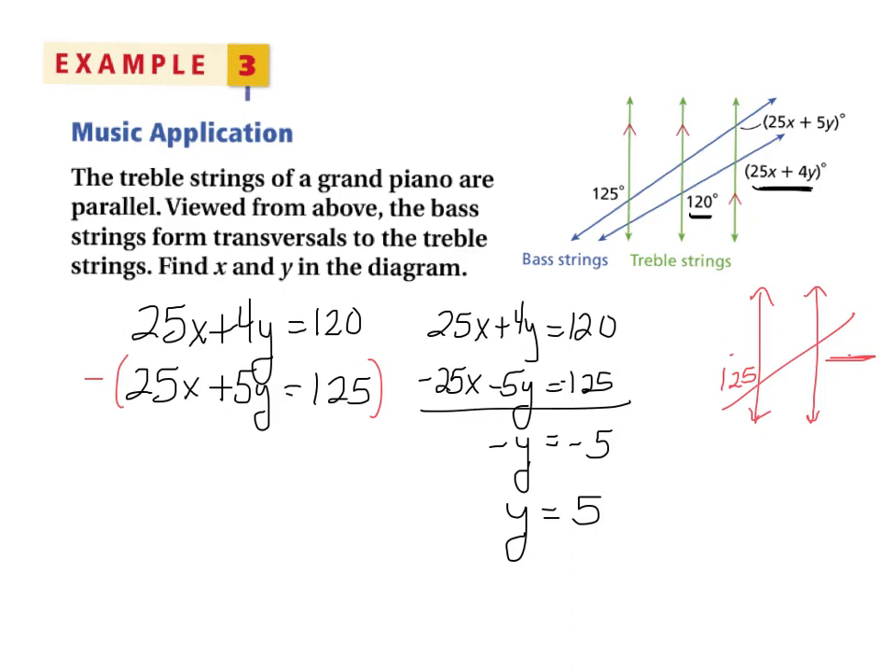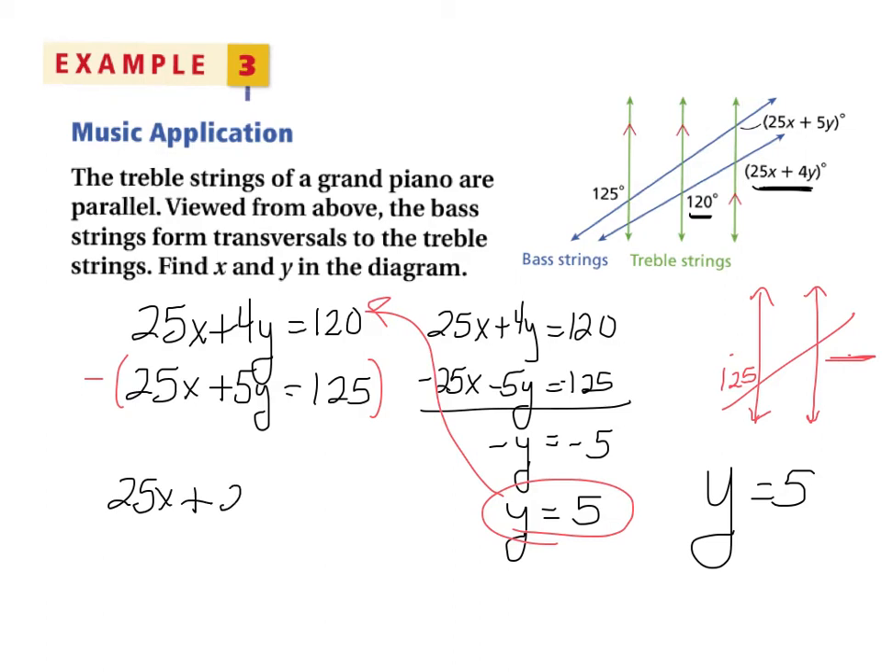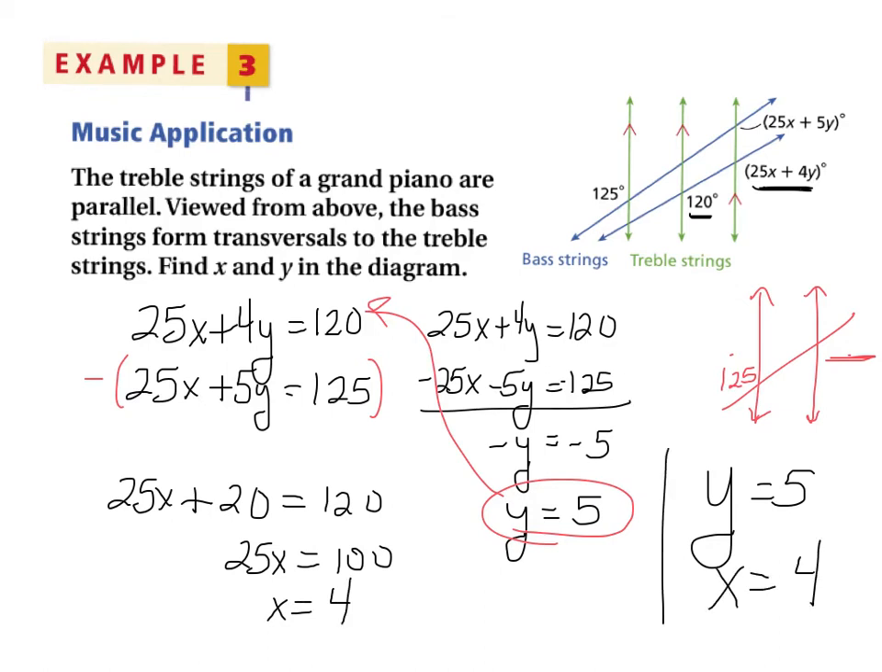So I know the value of y is equal to 5. And then I'm going to take that value of 5 and plug it back into the first equation. That gives me 25x plus 4 times 5, which is 20, equals 120. I now solve this equation. 25x equals 100. x equals 4. So I just found the value of x, which is 4. So x is 4 and y is 5.